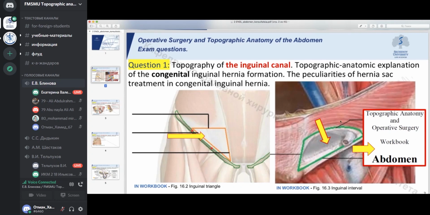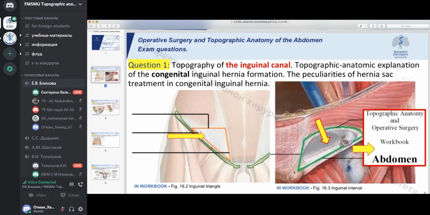The inguinal canal has four walls and two rings. The anterior wall is the aponeurosis of the external oblique muscle. The posterior wall is the transverse fascia. The inferior wall is the inguinal ligament, and the superior wall is the margin of the internal oblique muscle and transverse muscle.